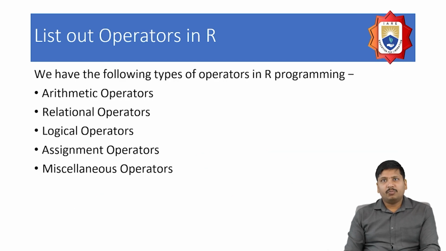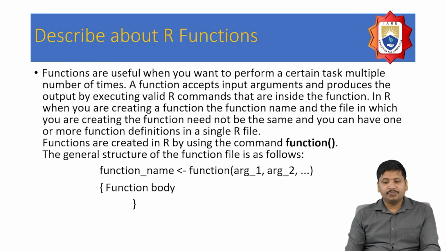So what are the various operators in R programming? First one is arithmetic operators, then relational operators, logical operators, assignment operators, and miscellaneous operators. These are the various types of operators in R programming.